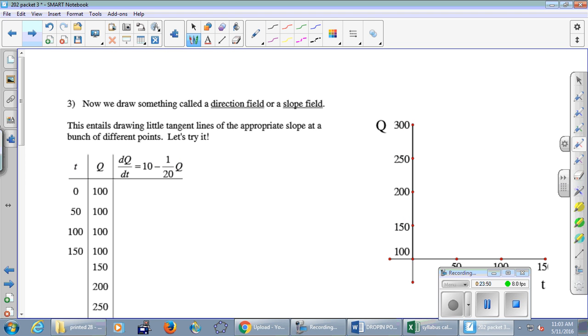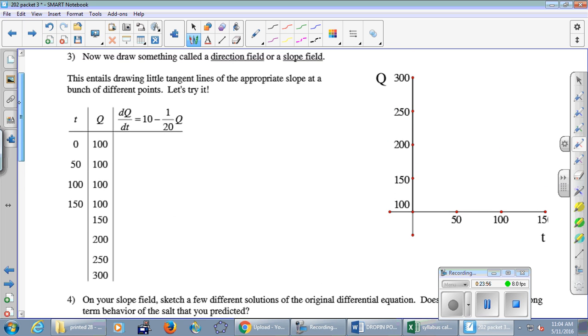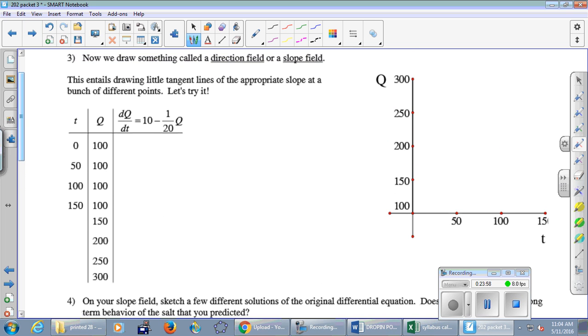So we're going to draw something called a direction field or a slope field. This entails drawing little tangent lines of the appropriate slope at a bunch of different points. Let's try it. The last column here is dq/dt equals, and it's just the differential equation we created. The first column has some values of t: 0, 50, 100, 150. The second column has some values of q, the first 4 all 100s. So let's start plugging some stuff in and getting some numbers here.